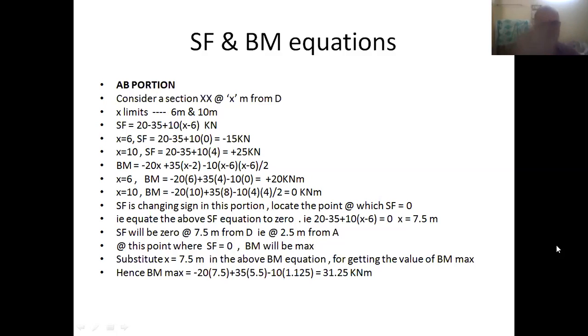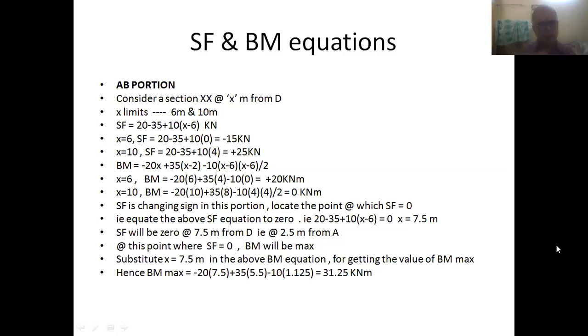Now we are fixing the limits for this portion. Lower limit is fixed as 6 meter, and upper limit is fixed as 10 meter. That means point B is at a distance of 6 meter from point D, so lower limit is taken as 6 meter. And point A is at a distance of 10 meters from point D, so upper limit is taken as 10 meters. Now you substitute these values in this equation. At this point, SF will be given as minus 15 kilonewtons, and at the second point, SF will be obtained as plus 25 kilonewtons.